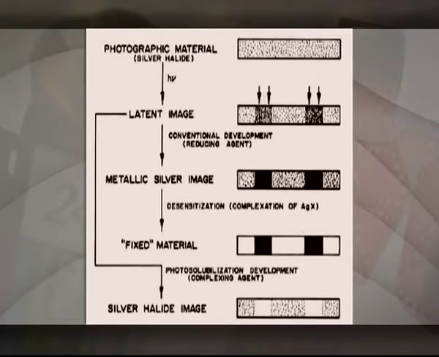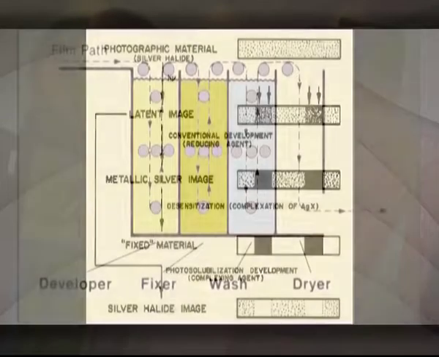The development. The invisible latent image is converted into a visible image by the chemical process of development. The developer solution supplies electrons that migrate into sensitized grains and convert the other silver ions into black metallic silver. This causes the grains to become visible black specks in the emulsion.